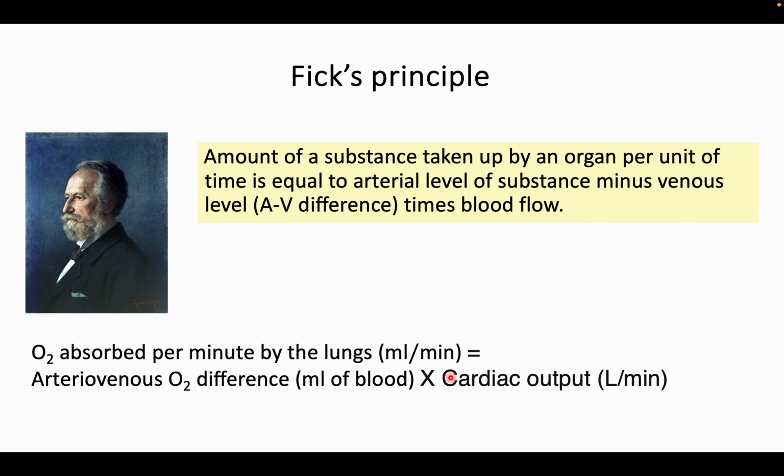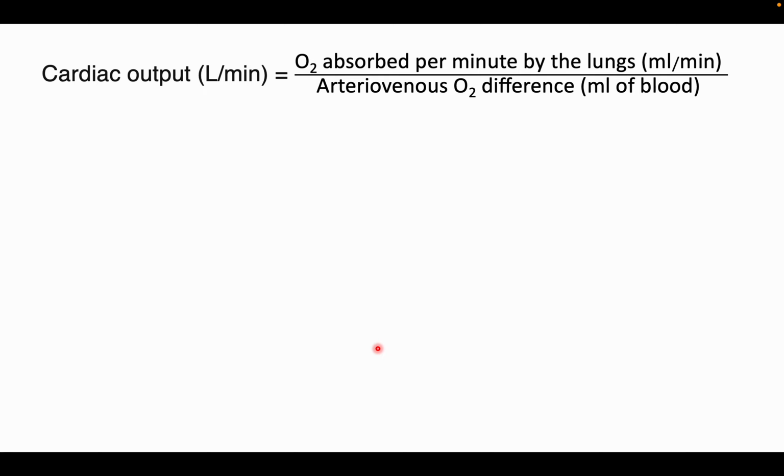Now in this equation we want to measure the cardiac output. So we have to shift the arteriovenous oxygen difference to the opposite side. So the equation will look like this: cardiac output is equal to oxygen absorbed per minute by the lungs divided by the arteriovenous oxygen difference in the blood.